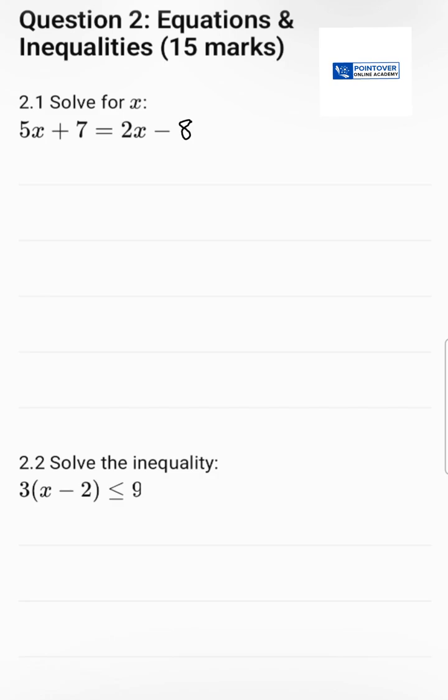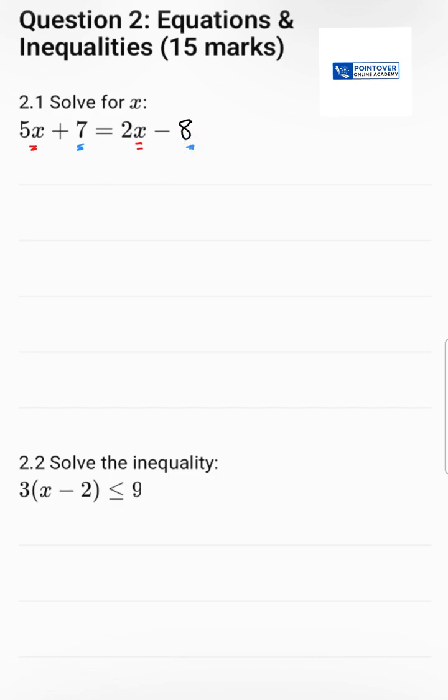Whenever we have linear equations, obviously the first rule is to group your like terms and then try to simplify it and find the value of x or any variable that you'll be calculating. Here do notice that 5x and 2x are your like terms, as well as +7 and -8, which means they have to be on one side of the equal sign.